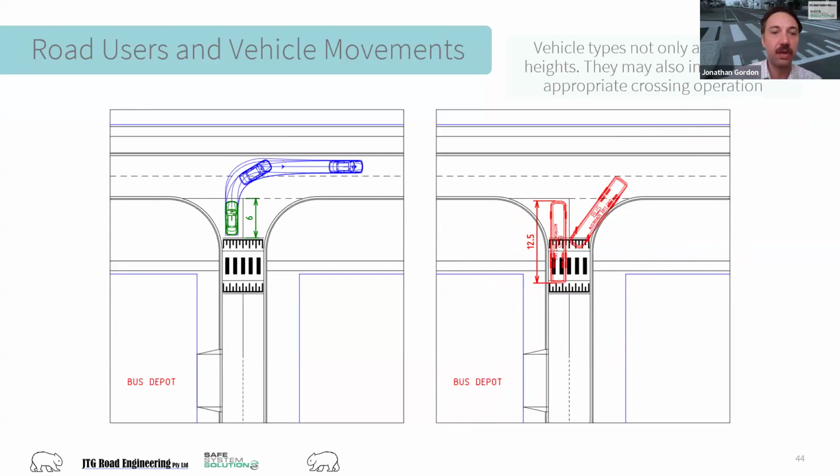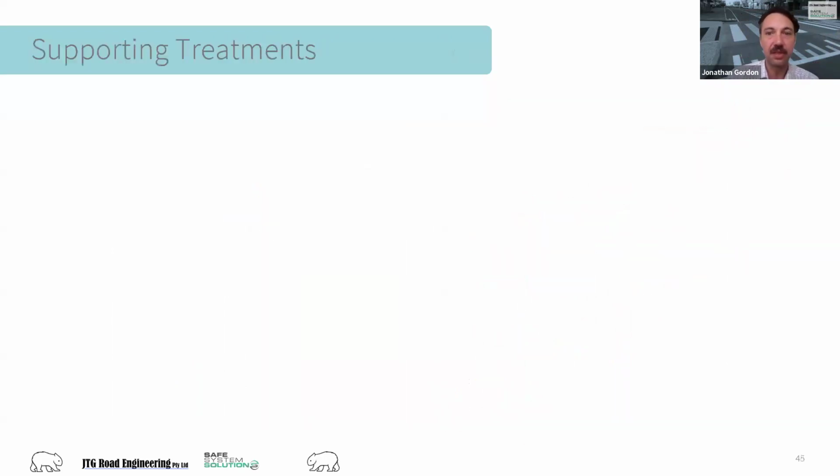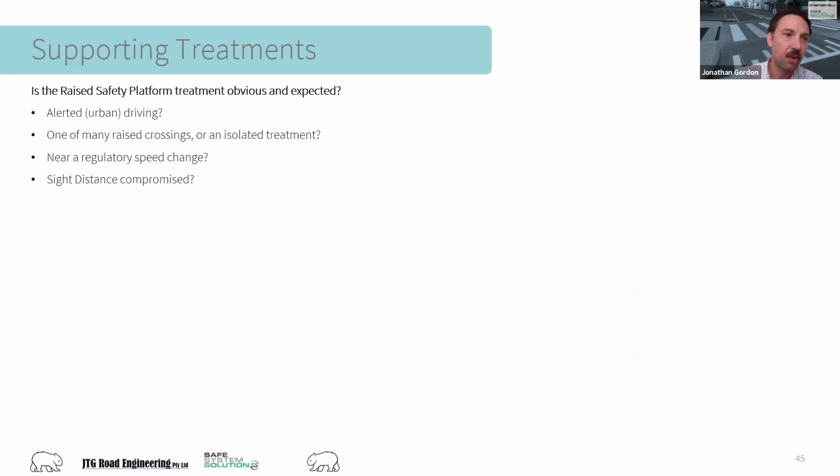Great, so let's just move along into our supporting treatments discussion. I'm just going to really quickly touch on some of the other things that may form part of the project scope that we have. We have scenarios in which, is this part of a system? Are we putting in a raised crossing that is familiar and one of dozens in town, or is it the only one in town? Is it near a regulatory speed change?